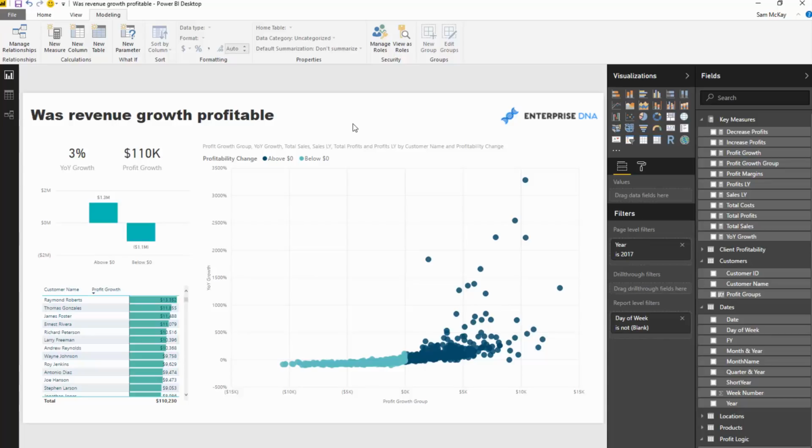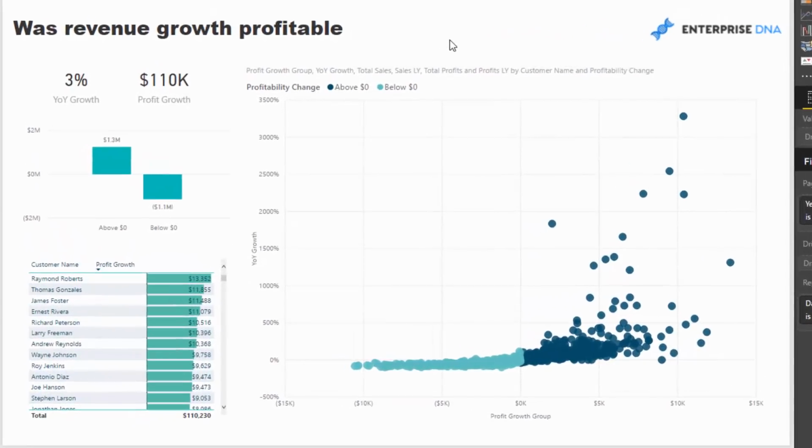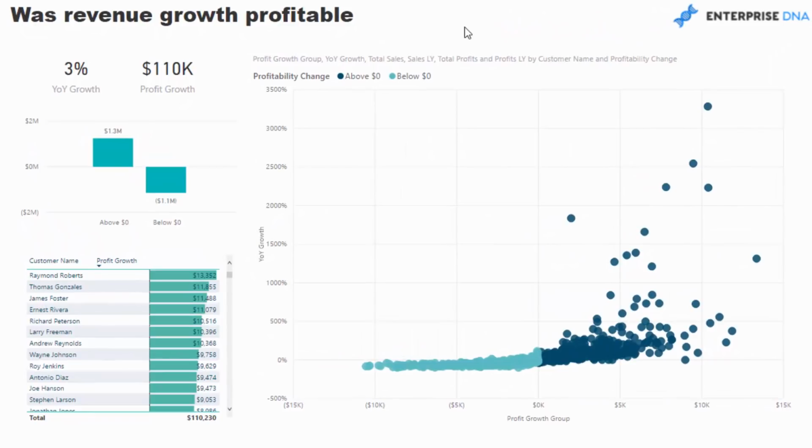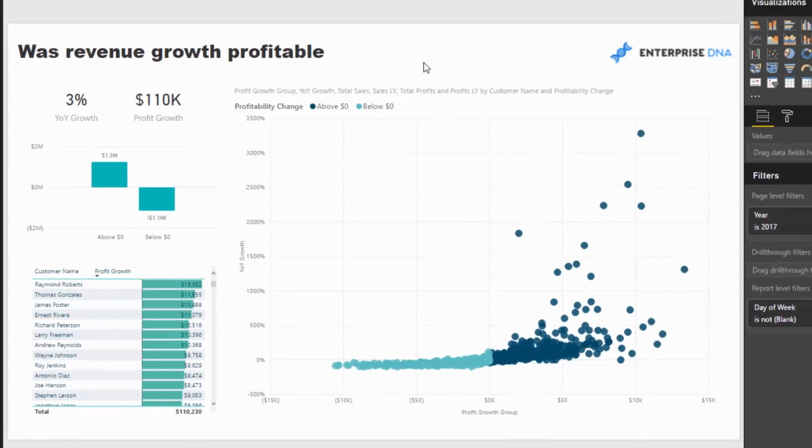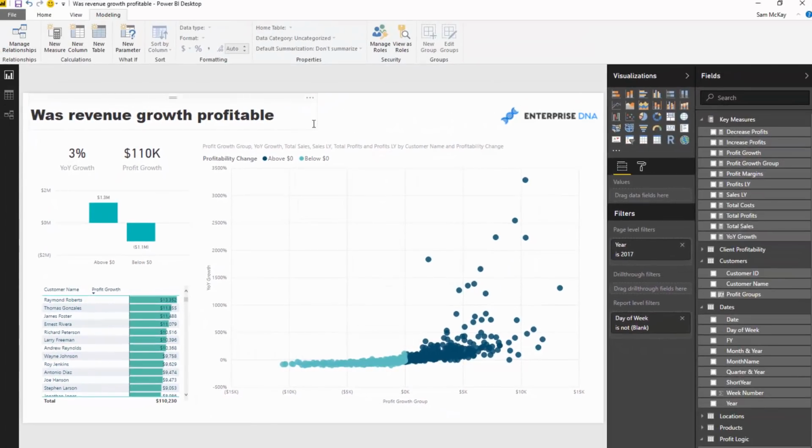So what insight are we trying to achieve here? We're trying to discover: is our revenue growth profitable? This is a perfect example of where insights are so important, because there's no point in growing from a revenue perspective if your profits aren't growing. Some say that is debatable, for example startup companies or companies like Uber. But in general, if you're going to increase your revenue, you want to make sure that your profits grow as well.